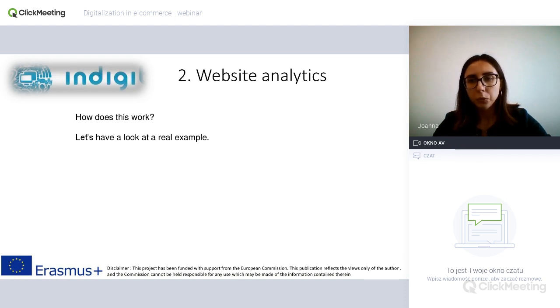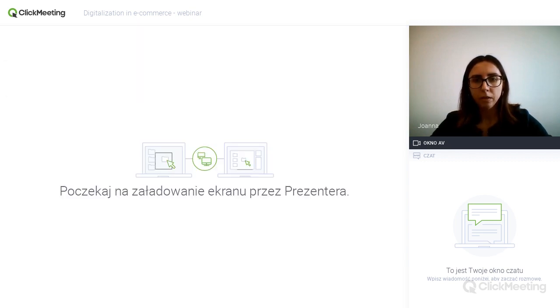Okay, so we have a general overview. We know how to set up Google Analytics. More details are provided in module number 4 on the e-learning platform. The module is called e-commerce. And now let's have a look at a real example. Let's have a look at Google Analytics. Okay, I will now go to a sample page of Google Analytics.